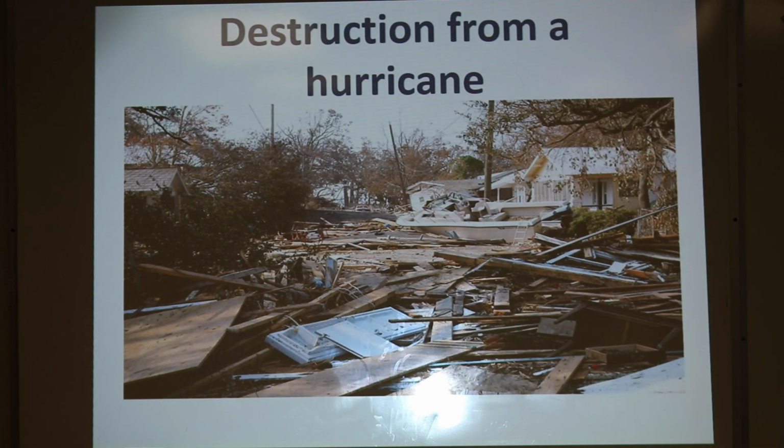Weather also affects us. This is destruction from a hurricane. Hurricanes are high winds that come through the land, and look what it did. Oh no, this boat is just sitting over here on the street, and all of this destruction happened to this house that was hit by a hurricane. So weather also affects us. It can make our homes fall down.